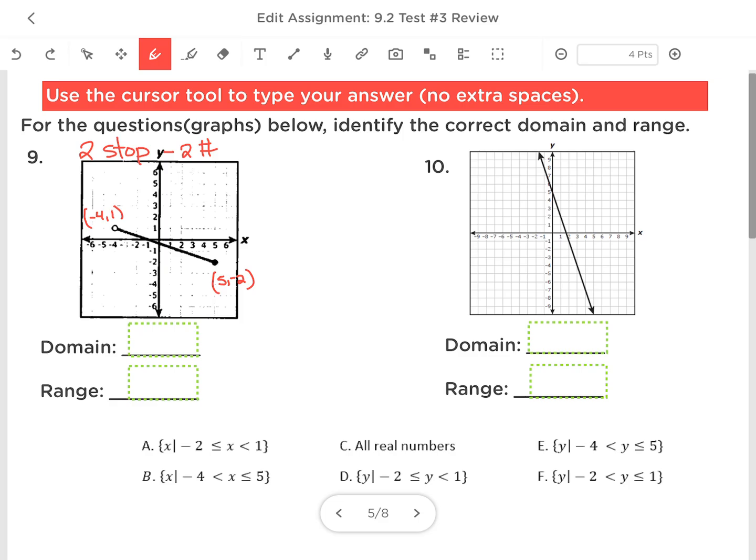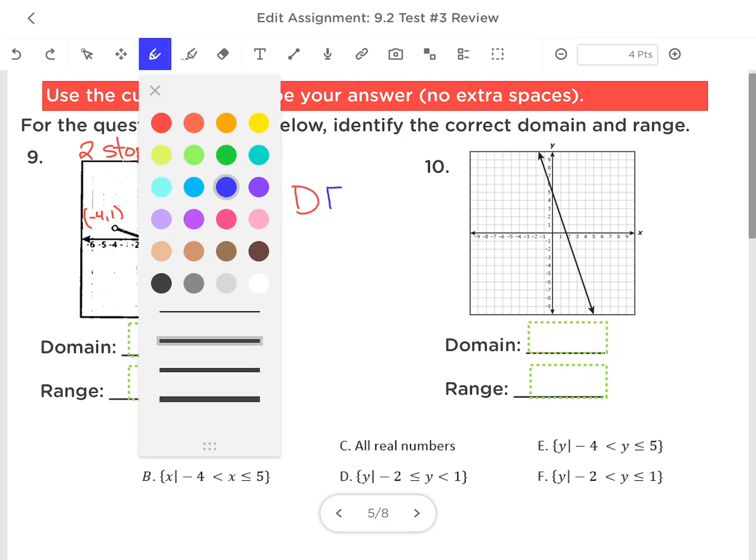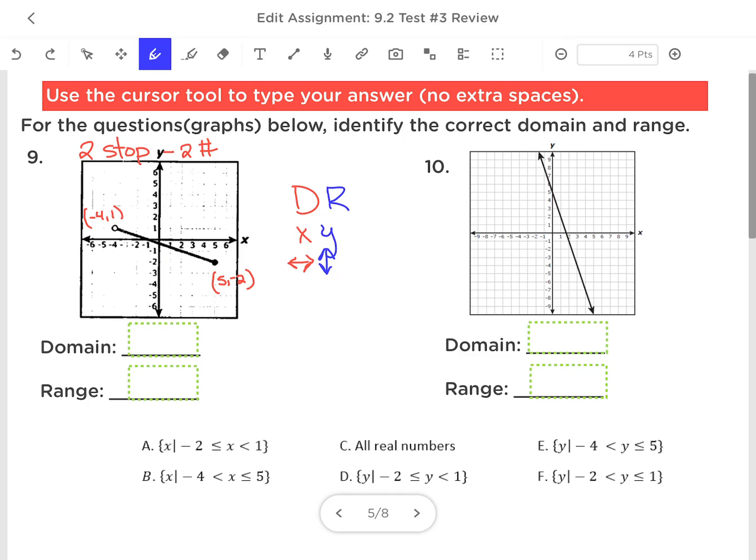Okay, remember, X, Y. Remember, X's go from left to right. Y's go bottom to top. Started from the bottom, now we here. Oh, no? Not cool enough?